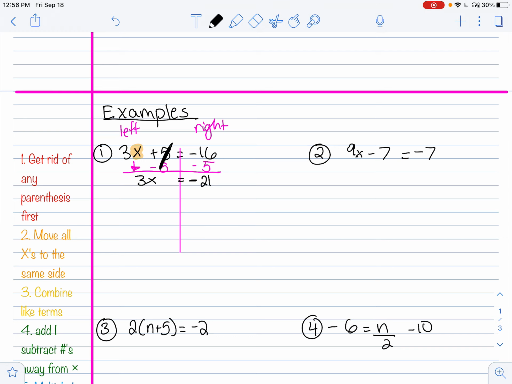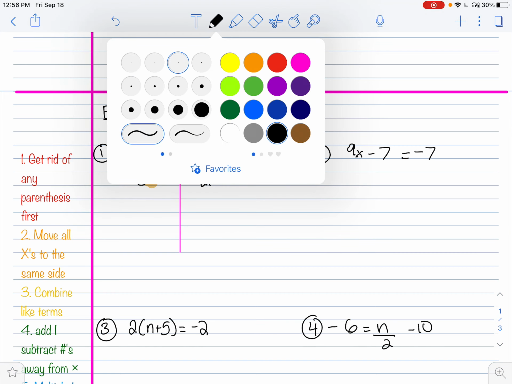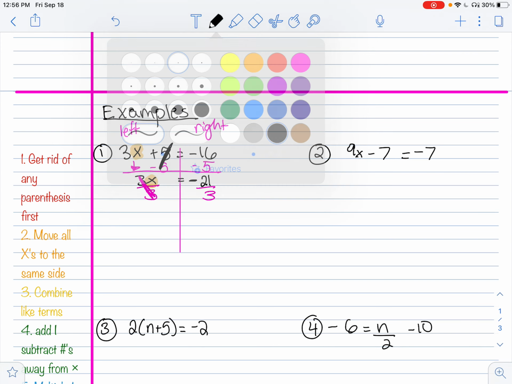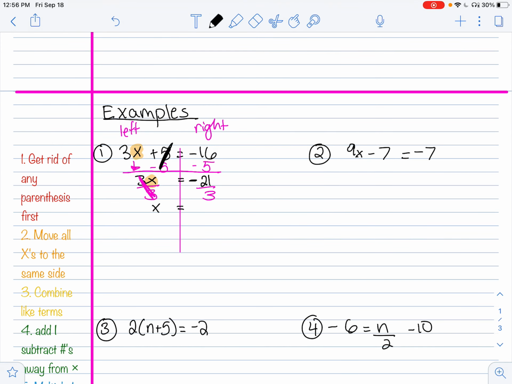Now, I just have this 3 that's attached through multiplication left to get rid of. In order to get rid of that 3, I need to do the opposite of multiplication, which is division. So I'm dividing both sides by 3. My 3's cancel out, leaving me with just an x. And then negative 21 divided by 3 leaves me with negative 7 because a negative divided by a positive is a negative. So I found my solution for x.